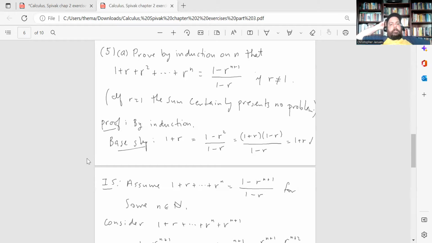So proof by induction. The base step is when n is equal to 1. So we get 1 plus r. And if we look at 1 minus r squared over 1 minus r, you get the same thing.